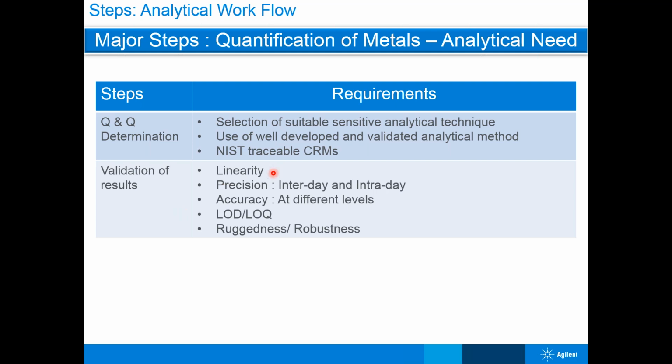Obviously, talking about the R value or the correlation coefficient, it should be more than 0.99. You have to carry out the precision, intraday precision and interday precision with respect to the percentage RSD. Accuracy at different levels, limit of detection and limit of quantification, ruggedness and robustness. So that once you have developed the method, once you've done the analysis, when it goes to another lab, that chemist will also get the same result.